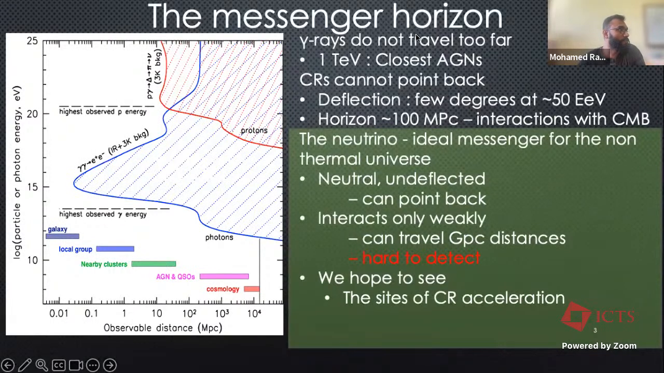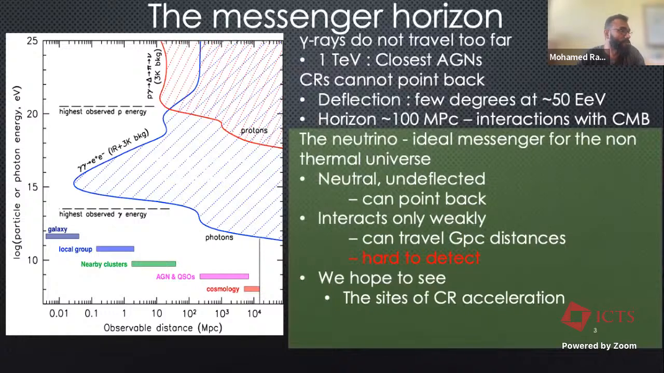Gamma rays do not travel too far at high energies. On the other hand, for the neutrino, you will see that there is no curve corresponding to neutrinos in this plot. That's because the universe is fully transparent to neutrinos because they interact very weakly. In fact, they interact only according to the standard model weak interactions, to the extent of our knowledge. And this means that they can travel undeflected for very large distances in the universe. And like photons, they can point back. So you can do astronomy with neutrinos.